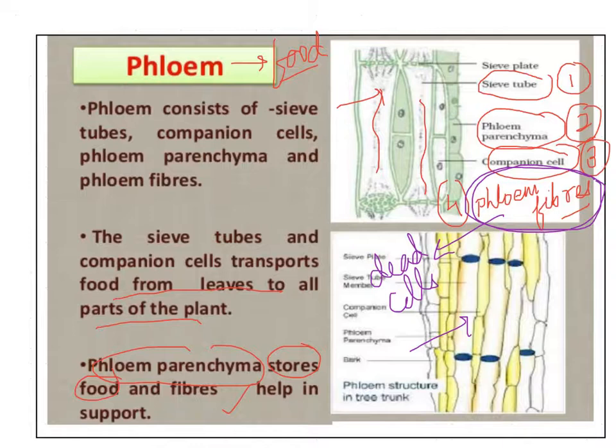Very good. Xylem transports water. Phloem transports food. Xylem is made up of 4 components: 3 dead components, 1 living component. Phloem also is made up of 4 components, but here 3 components are living, 1 is dead. Water is transported from roots to the leaves. Food is transported from leaves to all other parts of the plant. So water goes in the upward direction and food is transported in the downward direction. Right? Clear? This is again a very important question, dear students: the difference between xylem and phloem.